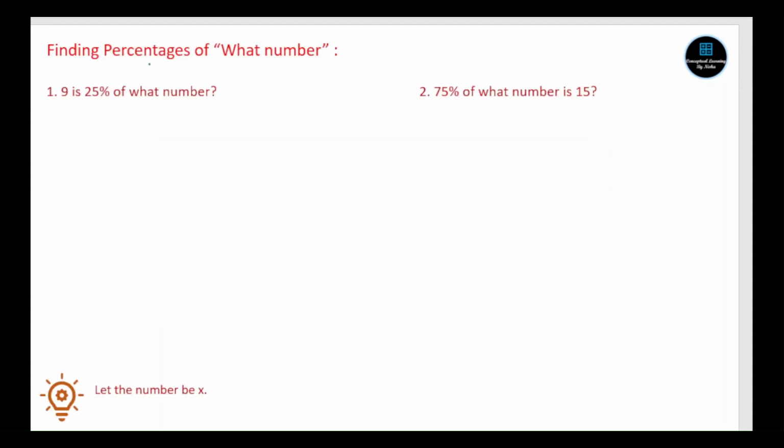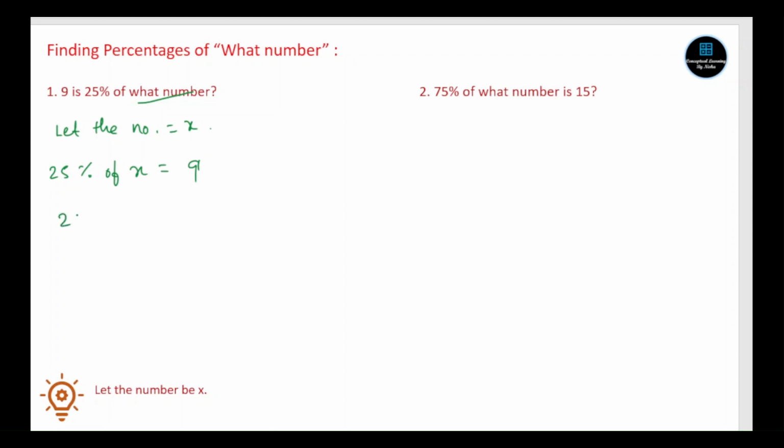So here we are finding the percentage of what number. The number is missing, but the value is given. For example, here 9 is 25% of what number? Now to find this, let the number be x. I have been given that 25% of x is 9. Let me write this: 25% of x is equal to 9. And now we have to find the value of x.